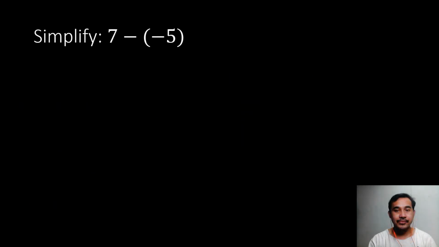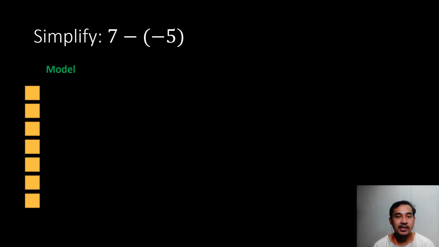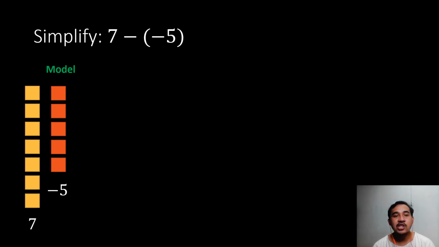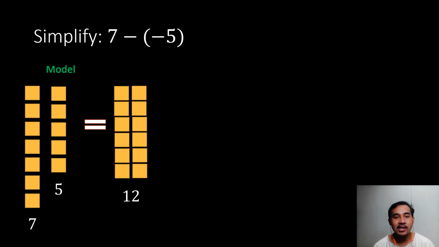Another example, 7 minus -5. So, in the model, we have here 7, and then we have here -5. Now, changing the sign of the subtrahend, it turns out to be a positive. Then, since they are the same sign, you just need to combine them, and the answer is 12.